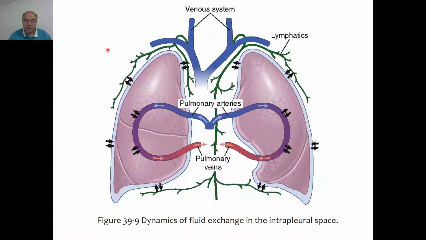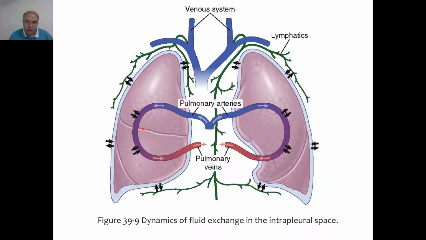Okay, you see here, this is the parietal pleura. This is the visceral pleura covering the lung, okay? And the parietal pleura is covering the chest wall to the opposite, and there is a mucous secretion, the pleural fluid here.